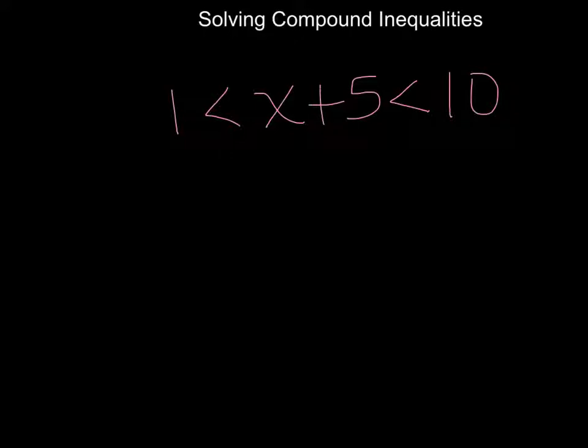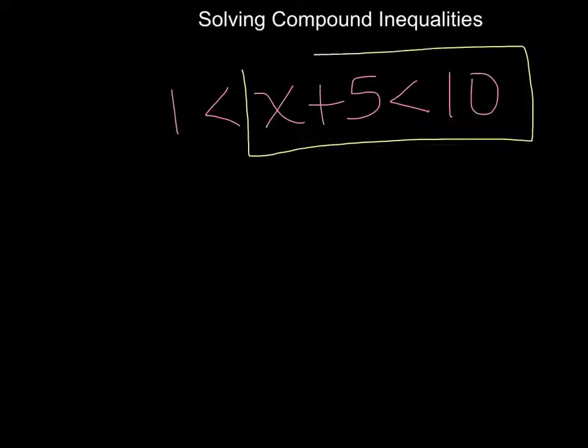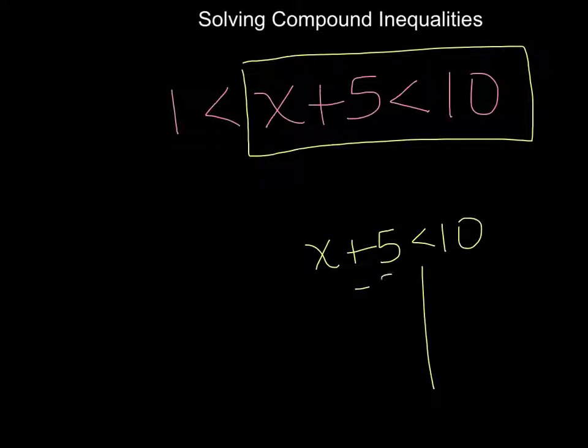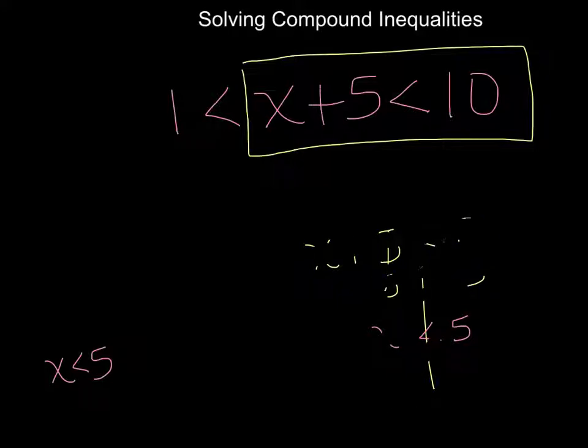What you want to do is you're actually going to do this part first. X plus 5 is less than 10. Again, you're going to subtract 5 from both sides. Those cancel out. X is less than 5. So I'm going to go ahead and write x is less than 5. We go ahead and erase all of this.